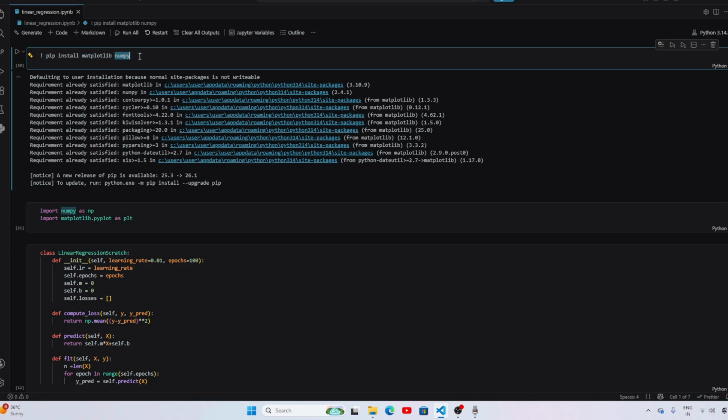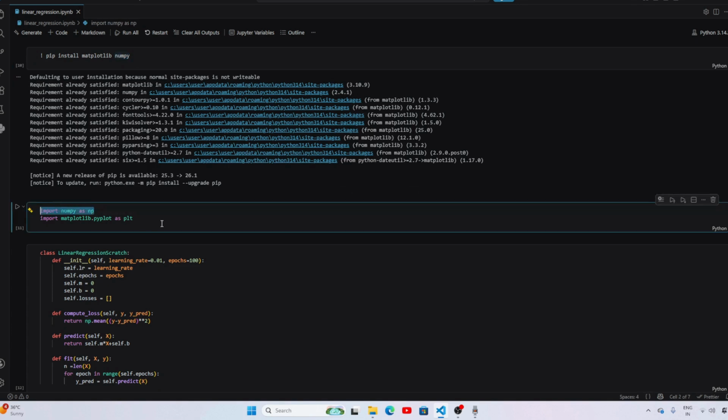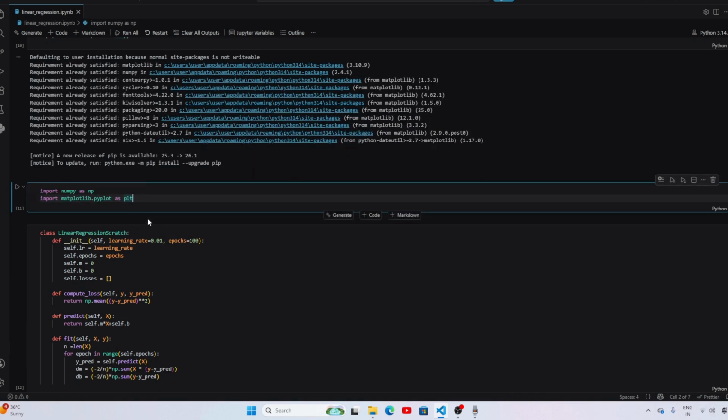We are using NumPy. So first we will import NumPy, then second we import Matplotlib. So it is nothing but import matplotlib.pyplot as plt. Now we'll create linear regression from scratch.